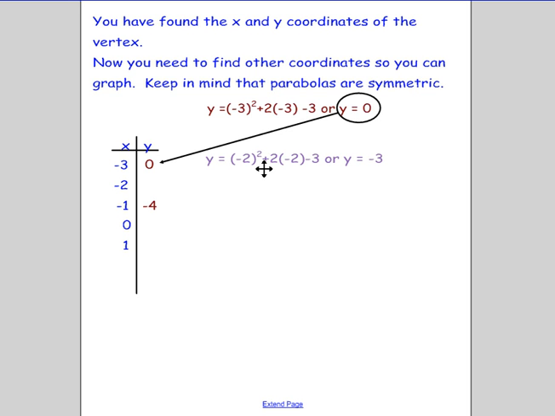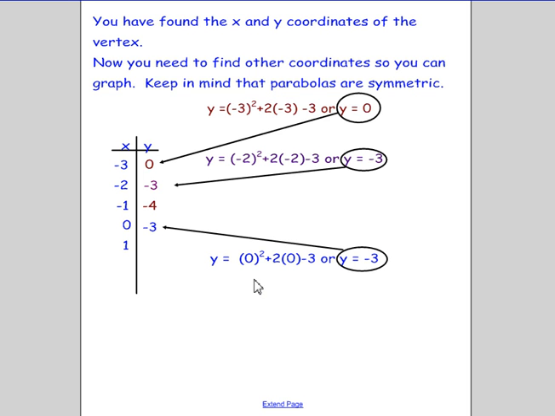Then plug in the negative 2, so negative 2 squared plus 2 times negative 2 minus 3. Negative 2 squared actually gives me a positive 4, minus 4, minus 3, which gives me y is equal to negative 3. So plug that back into your table of values. And then do the same for the 0. So we plugged in 0, plug it back into the table of values. And we'll do the same thing for 1.